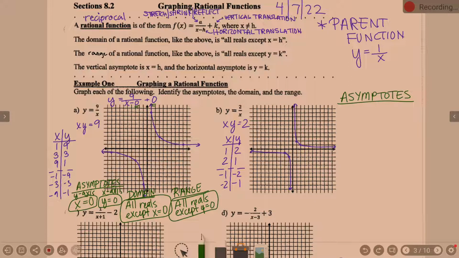Asymptotes. What are my asymptotes? X equals 0 and y equals 0. Same as last time? Yeah, same as last time. My graph didn't move any. So my asymptotes, again, if you'd like to think this way, are the y-axis and x-axis, which are x equals 0 and y equals 0.